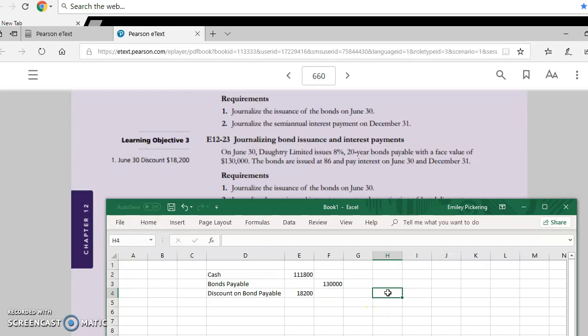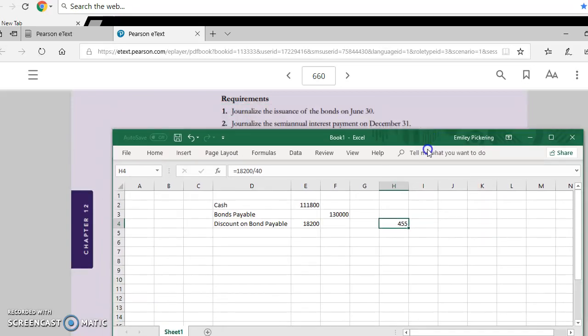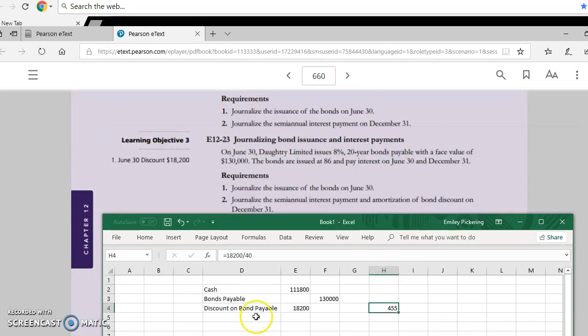What I want to do is take this 18,200 and divide it by the number of interest payments I'm going to be making. So if it's a 20-year bond and I'm paying twice a year, I'm going to make 40 payments total. So my discount, which I'm going to amortize every 6 months, is going to be $455. So that's the journal entry for the sale of the bond on 6/30.